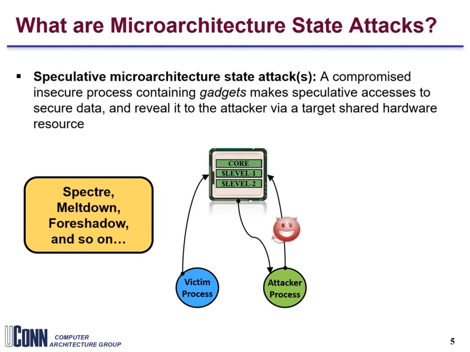Now, moving on to the speculative microarchitecture state attack, these attacks are conducted in a similar fashion. However, a compromised insecure process containing gadgets makes speculative accesses to the privileged data and brings it to the shared hardware resource, such as caches, and then later conducts the similar non-speculative microarchitecture state attack as I described before. Examples of such attacks include Spectre, Meltdown, Foreshadow, and so on.